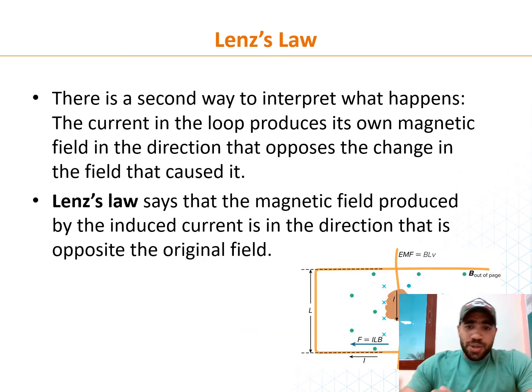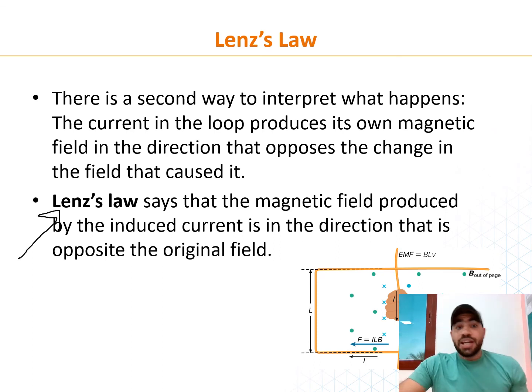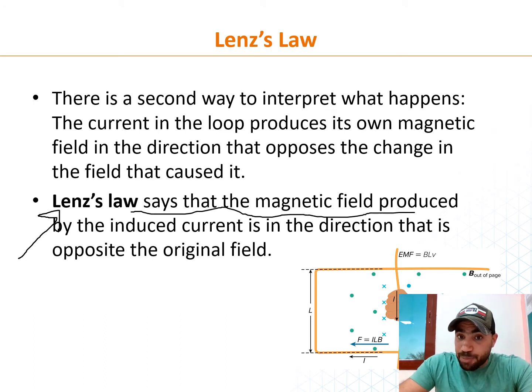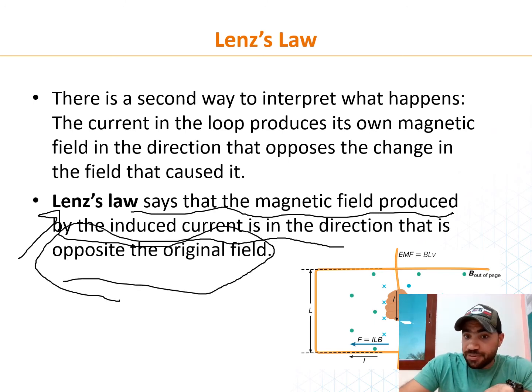We can also explain Lenz's law in another way. Still, we are in our first objective, the relation between Lenz's law and the electromagnetic force. What is another explanation of Lenz's law? Lenz's law says the magnetic field produced by the induced current has a direction opposite to the original field.